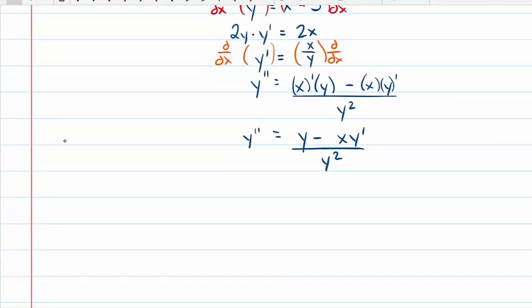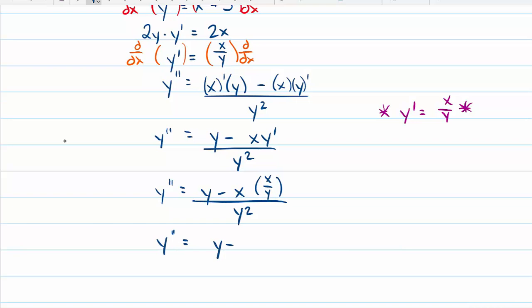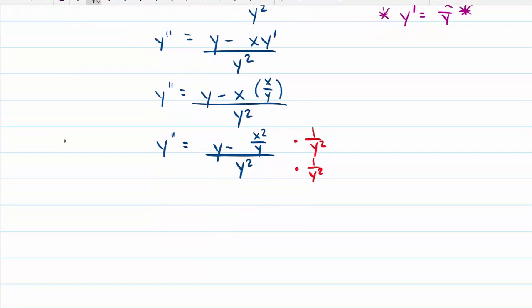Alright, but we can't leave a y prime in our answer because that's not good. So we need to substitute back for what y prime is equal to. And y prime, recall, y prime is equal to x divided by y. So this is going to be x divided by y over y squared. We do a little simplifying. Okay, now we need to get rid of this weird fraction in a fraction thing. So we're going to multiply by the reciprocal of the denominator. These are going to reduce out.